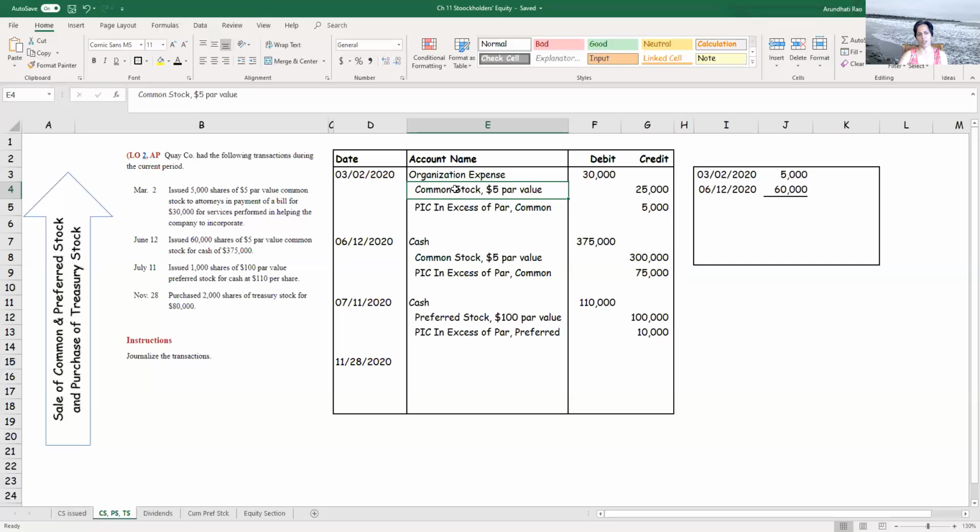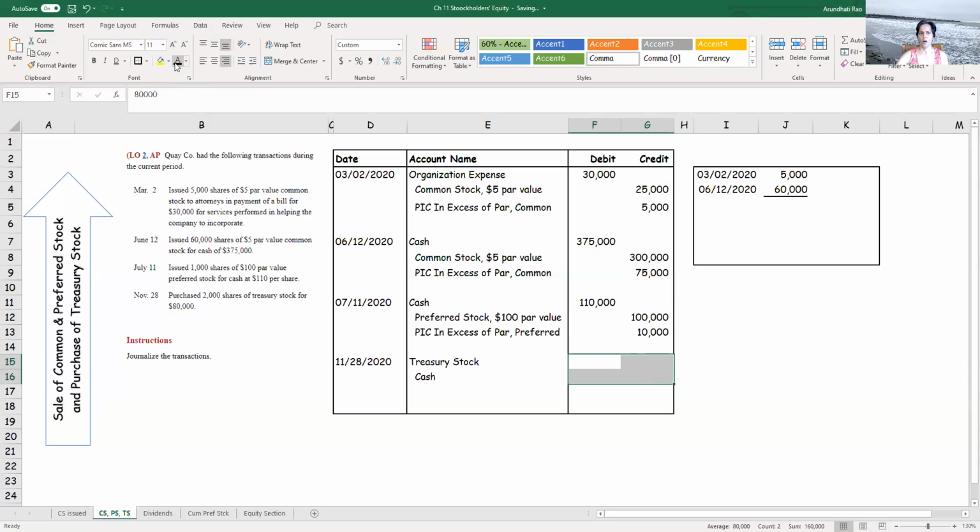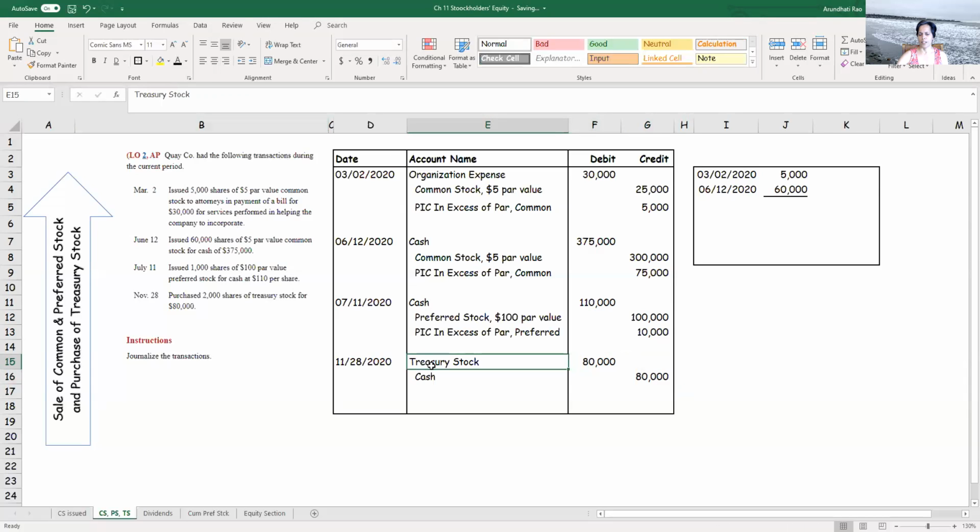Those 10,000 shares that they bought back, it is not an investment. You can't invest in your own company. It's common stock that was outstanding, but now I have bought it back. So effectively what that does is it decreases the shares outstanding. They are still technically issued shares. So we will put it into a separate account called treasury stock. So treasury stock debit and cash credit. How much did I pay? I paid 80,000.